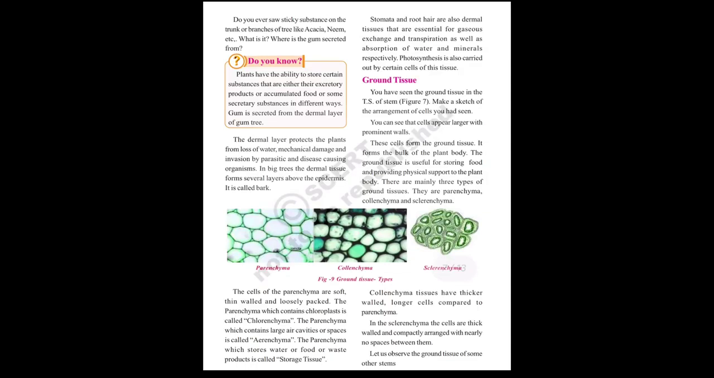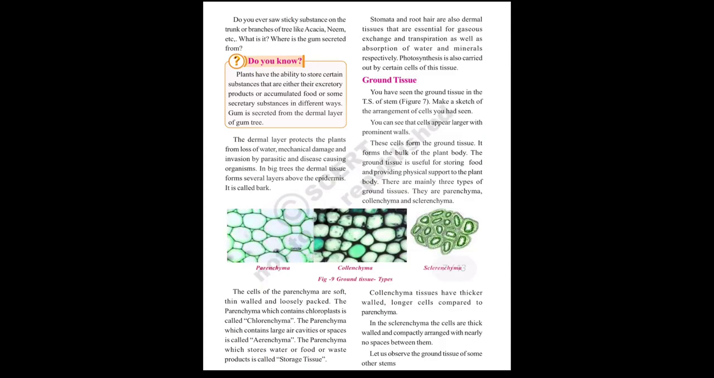The collenchyma tissues have thicker-walled, longer cells compared to the parenchyma. When we compare these two, the first one is parenchyma, the second one is collenchyma. The walls of the collenchyma are thicker than the parenchyma. In the sclerenchyma, the cells are thick-walled and compactly arranged with nearly no spaces between them.